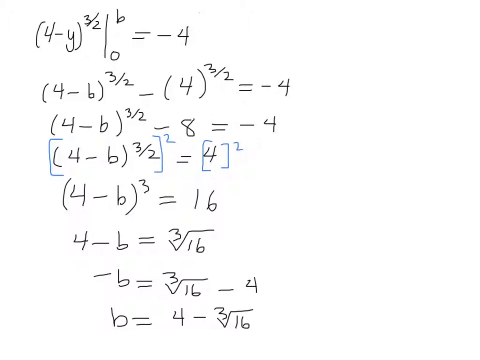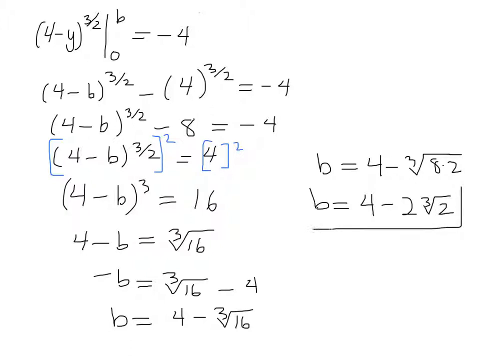Technically that can simplify a little bit. 16 is 8 times 2, so b is equal to 4 minus the cube root of 8 times 2, and the cube root of 8 is 2. So b is 4 minus 2 cube roots of 2. No one promised it would be a beautiful number.